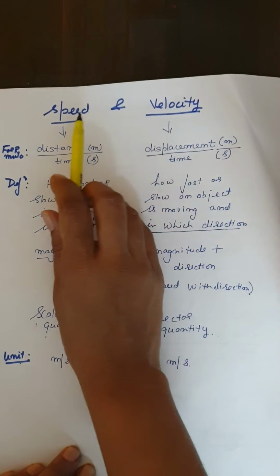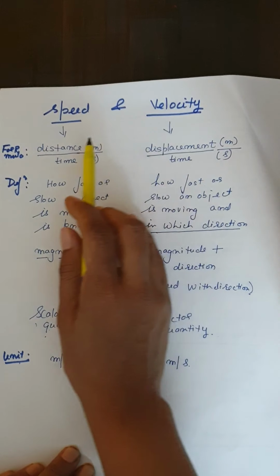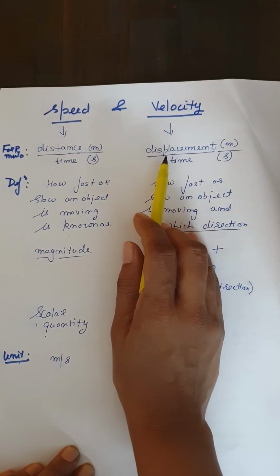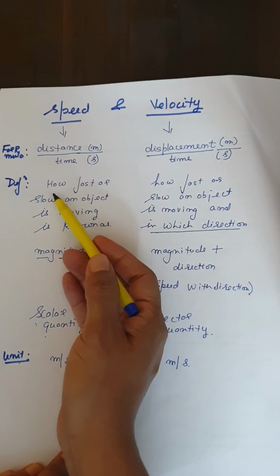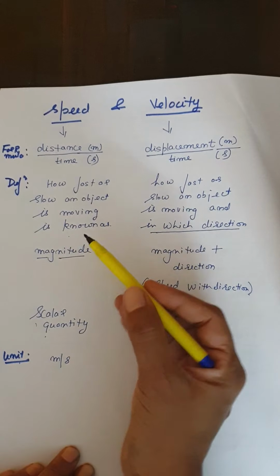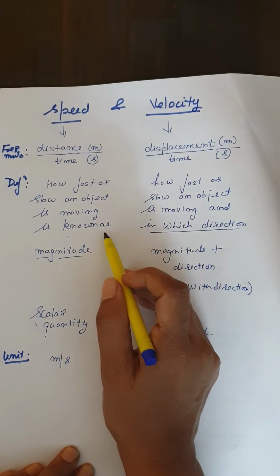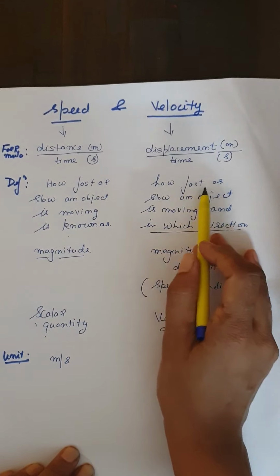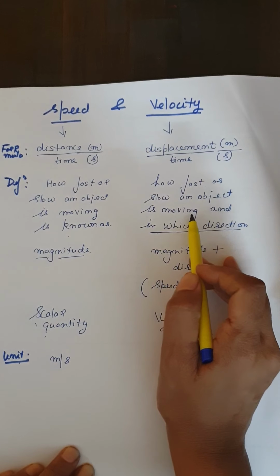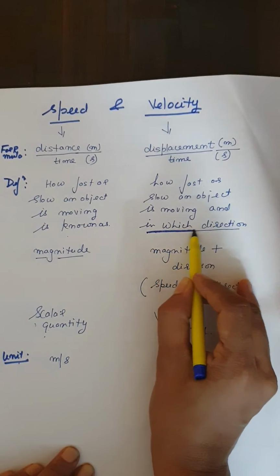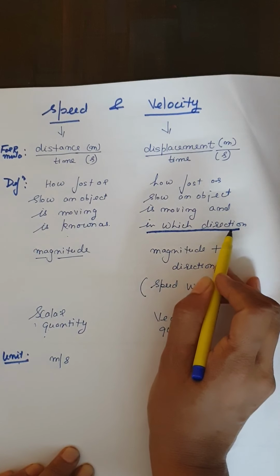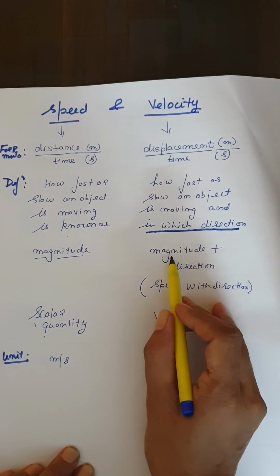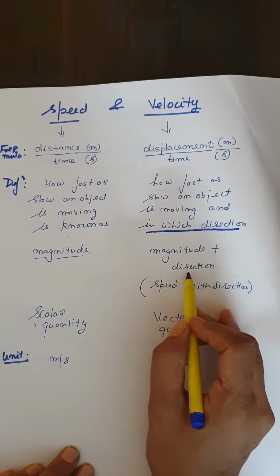Speed and velocity are related to each other in the same way as distance and displacement are related to each other. So what actually is speed? Speed is how fast or slow an object is moving, and velocity is how fast or slow an object is moving and in which direction. This is the important phrase. This is the extra phrase here in the definition for velocity, in which direction. That means velocity is expressed by magnitude as well as direction.